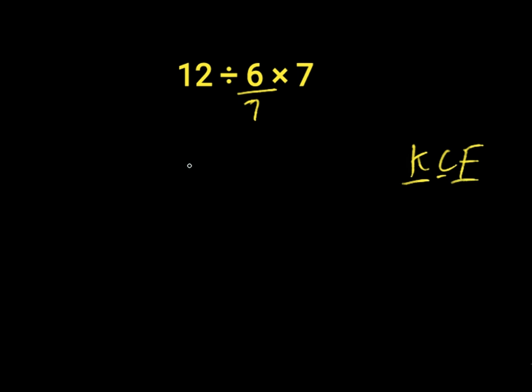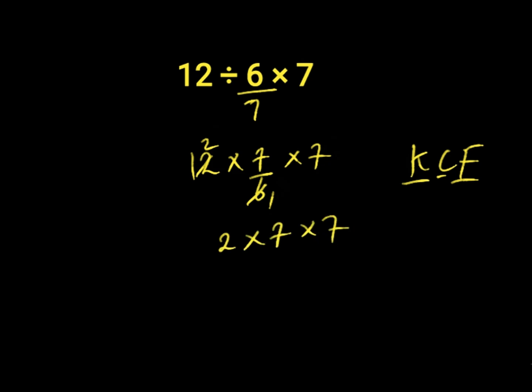We are going to keep 12, change division to multiplication, then flip 6 over 7 to 7 over 6 times 7. 6 into here 1, 6 into here 2. We are left with 2 times 7 times 7. 2 times 7 will give us 14. Then we have 14 times 7. 14 times 7 is equal to 98. 98 is the right answer to this question.